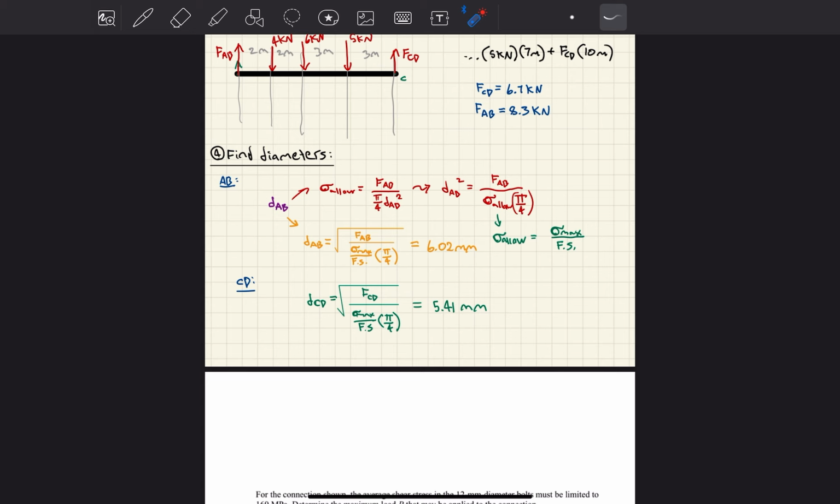Please do not forget to convert kilonewtons when you plug it in here, because we explained it before, but where's the formula? This formula. Sigma allowable is in megapascals. Megapascals is equal to newtons per millimeter squared, right? If you plug this in like this, you're going to have kilonewtons, and then your diameter is going to be millimeters squared. So that's why you just need to convert it to newtons, and an easy way to do that is just multiply this number by 10 to the power of 3. Perfect. That is your diameter of rod AB, and that is your diameter of rod CD.